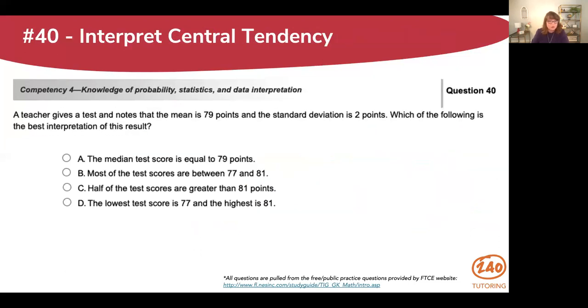We have two more. So a teacher gives a test and notes that the mean is 79 points and the standard deviation is 2 points. Which of the following is the best interpretation of the result? This is basically, do you know what standard deviation is? So I'm going to draw a normal distribution curve for you. You've all seen this. It looks something like this.